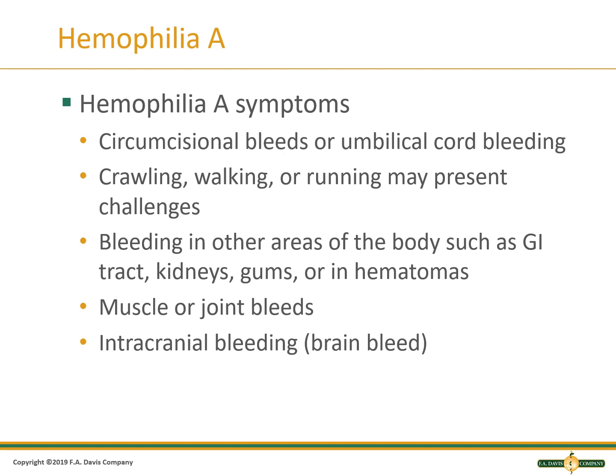There may be bleeding in other areas of the body, such as the GI tract, or the gastrointestinal tract, in the kidneys, the gums, or even in hematomas, which are like bruises. There might be muscle or joint bleeds, and there may also be intracranial bleeding, which means there's actually bleeding above the brain.